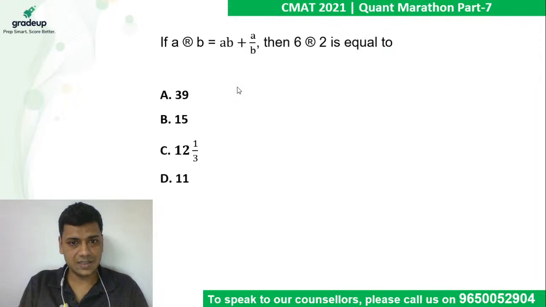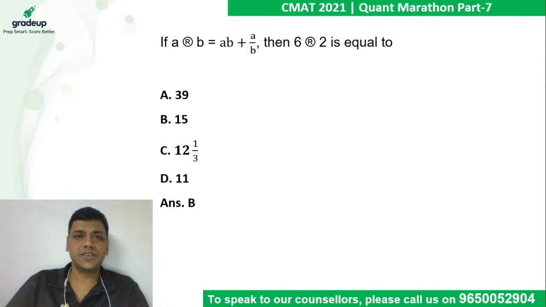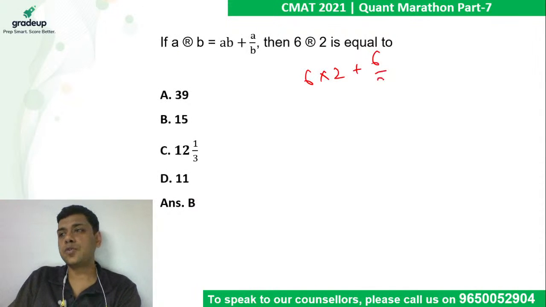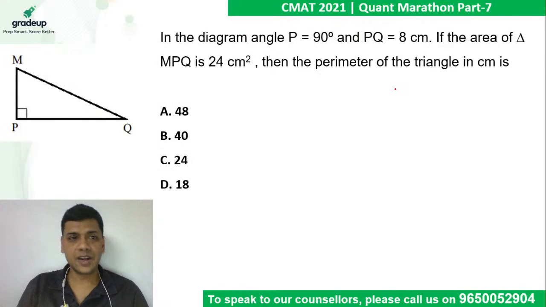Will you try this question? Okay, the answer is 15. So basically it is 6 into 2 plus 6 upon 2, which makes it 12 plus 3, which is 15. Pretty simple. The answer is B.